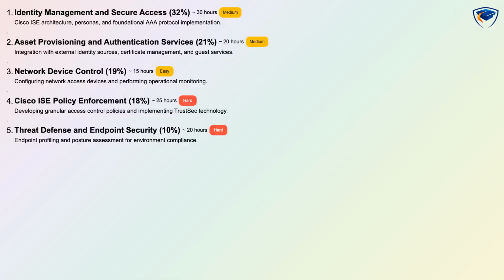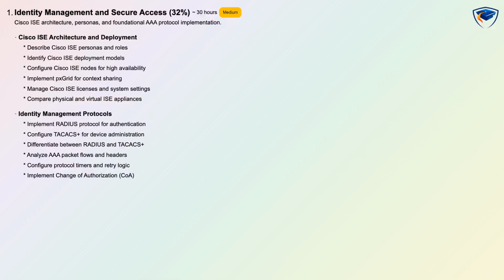Each domain lists a difficulty level, estimated learning hours, and the assessment type so you can plan hands-on practice and conceptual review accordingly. Identity management and secure access is the heaviest domain at 32%, rated medium difficulty with about 30 hours of study and both hands-on and conceptual assessment.